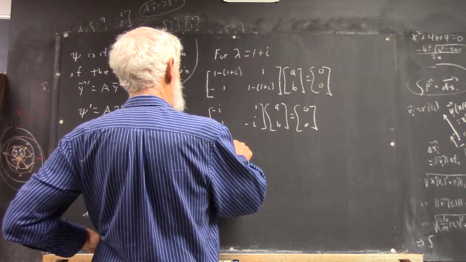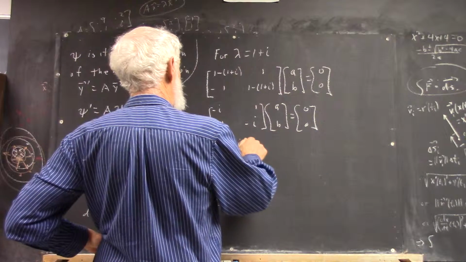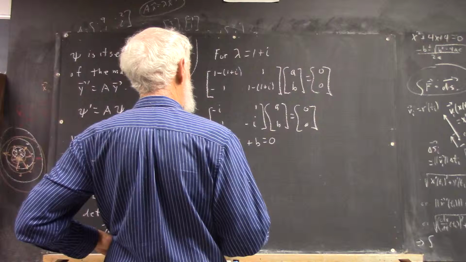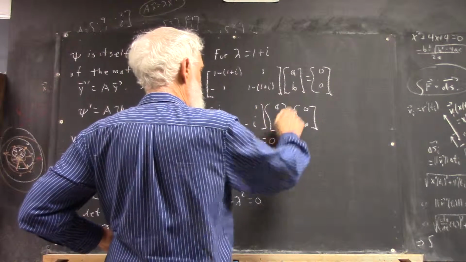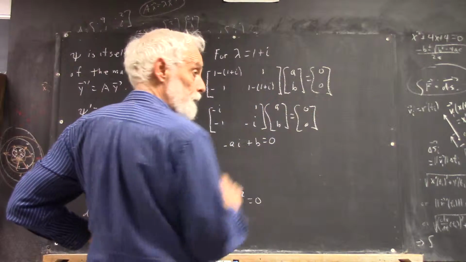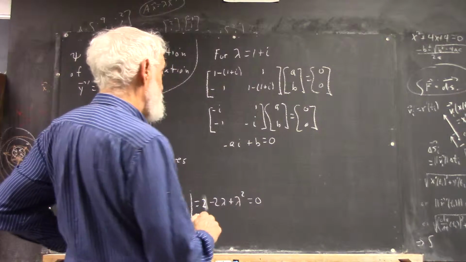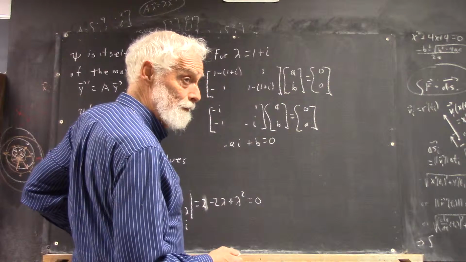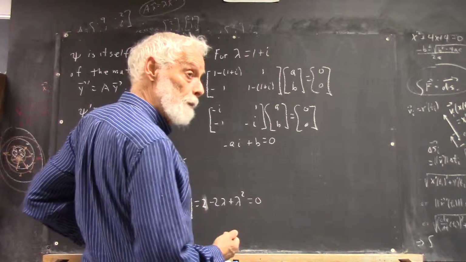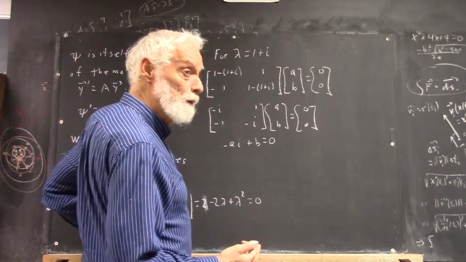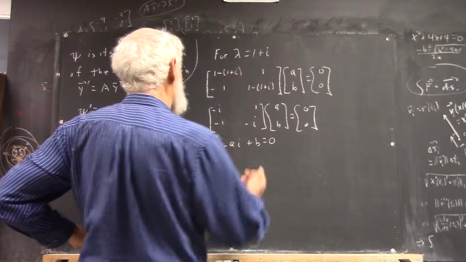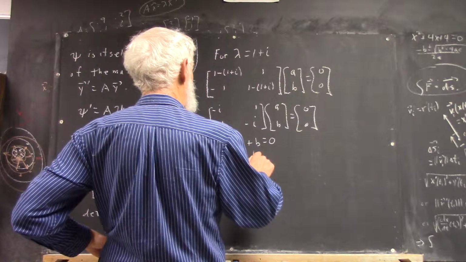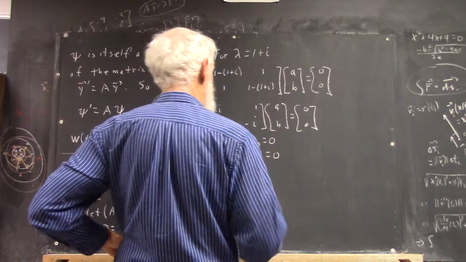Let's just do them. Why do you get 2 equations? Well, this times this equals 0, this times this equals 0. I thought they're always supposed to be multiples of each other. You've got to see that they're multiples of each other. Do they look like multiples of each other? So we better see why. So that's why I'm writing them out. So we have minus A plus bi equals 0, right?